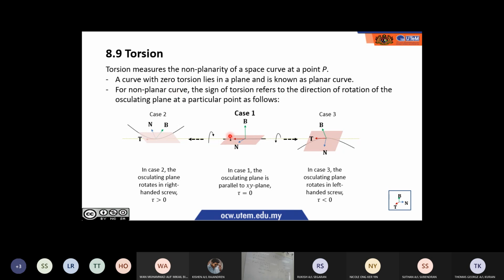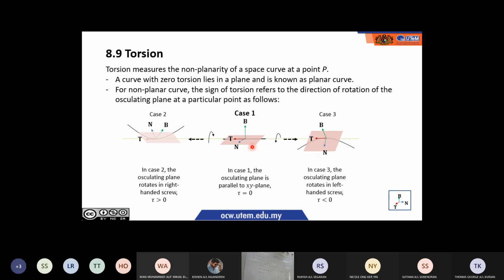This is a planar curve, in a plane. In case one, the osculating plane is parallel to the XY plane. So now we can say that our XY plane is parallel to the floor. If your osculating plane is parallel to the floor, that means torsion is 0. But when you flip it a little bit, it is no longer parallel to the floor, right? So torsion is not 0 anymore.